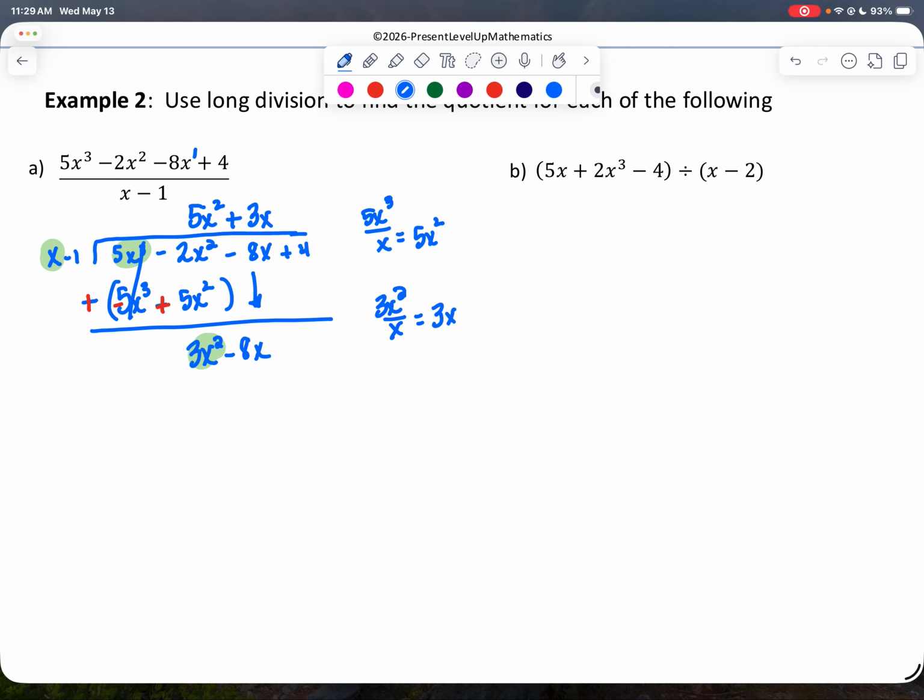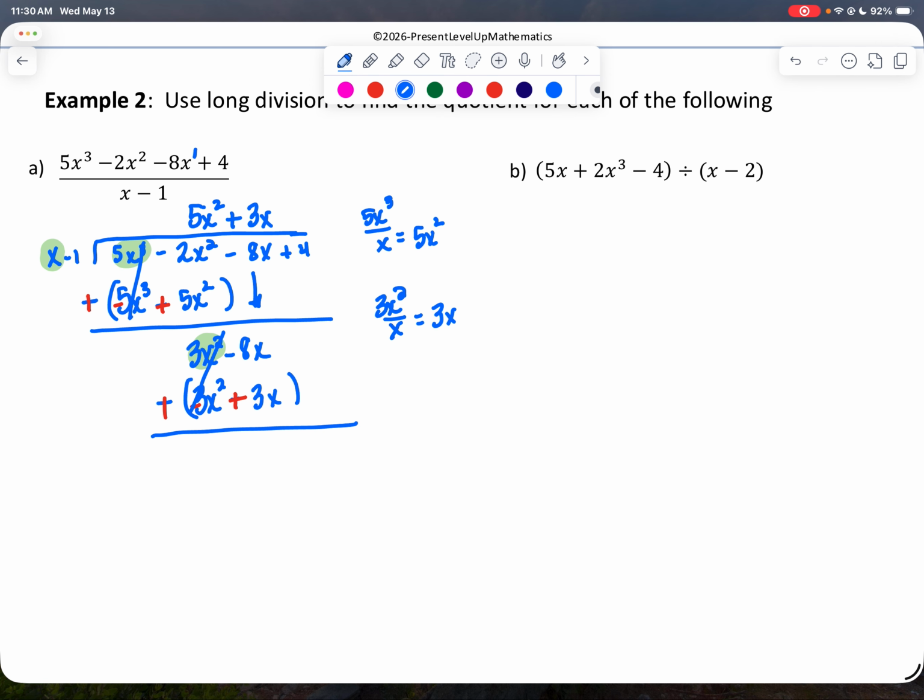Now I'm going to take that 3x and multiply it by the divisor, x minus 1. So 3x times x gives me 3x squared. 3x times negative 1 gives me negative 3x. Now I want to subtract that expression. So this would be plus, negative, positive.